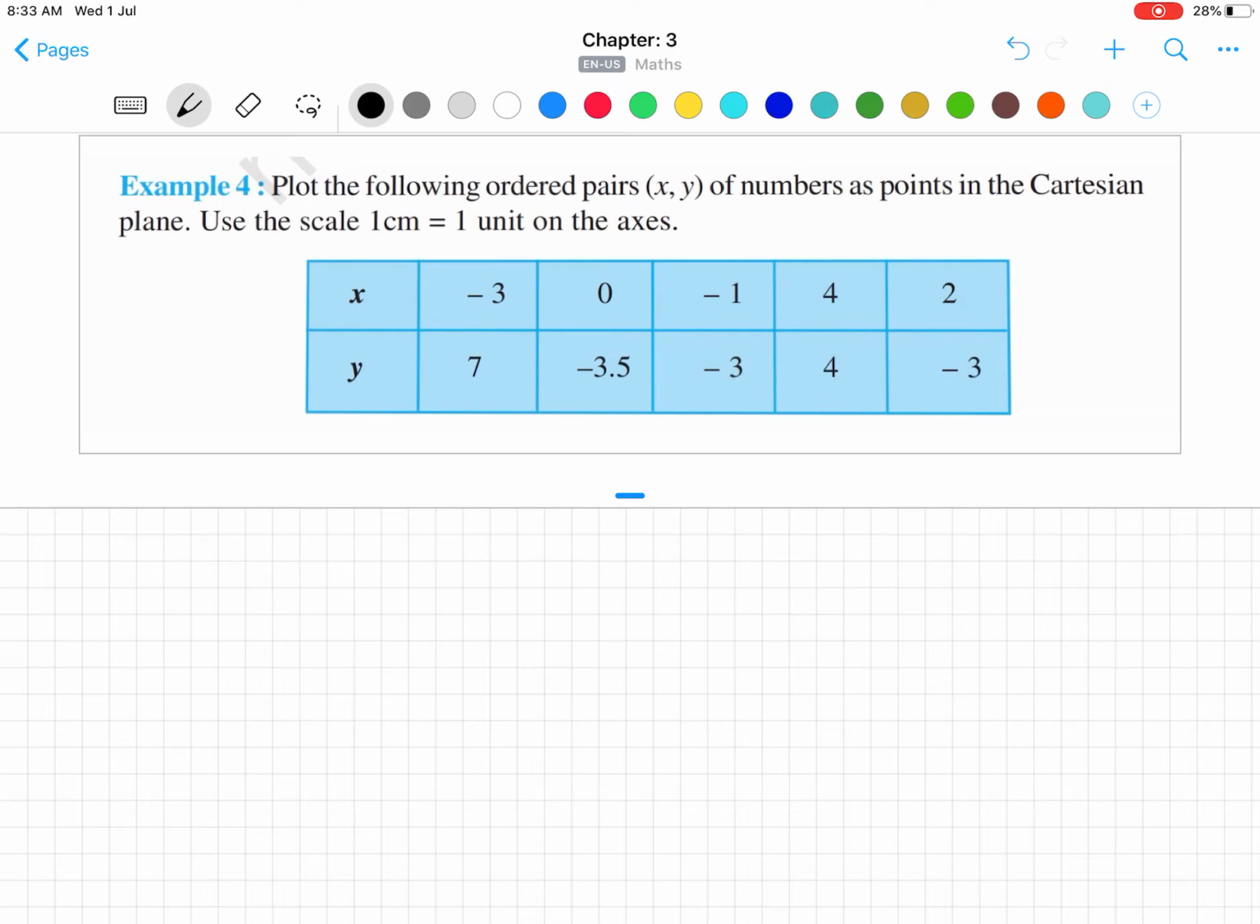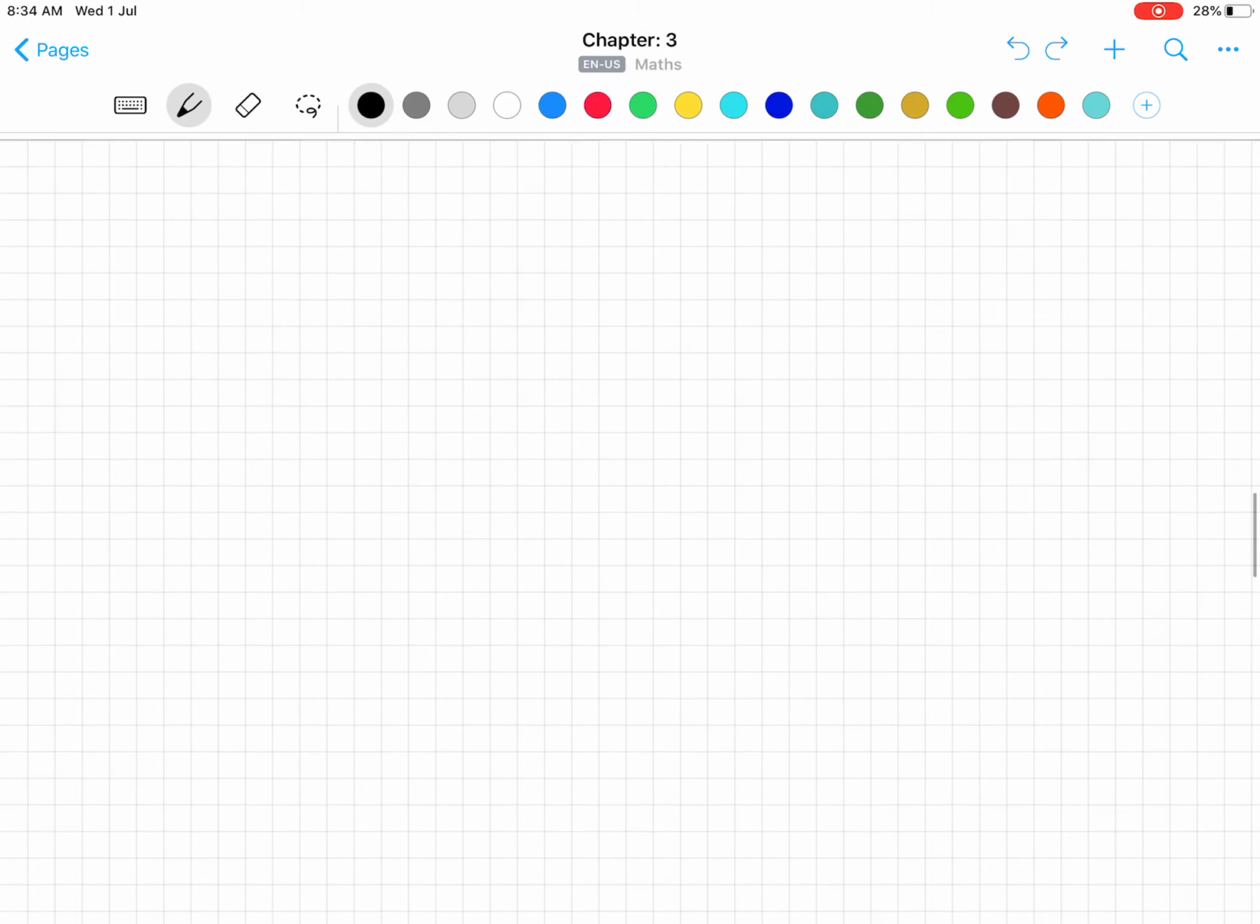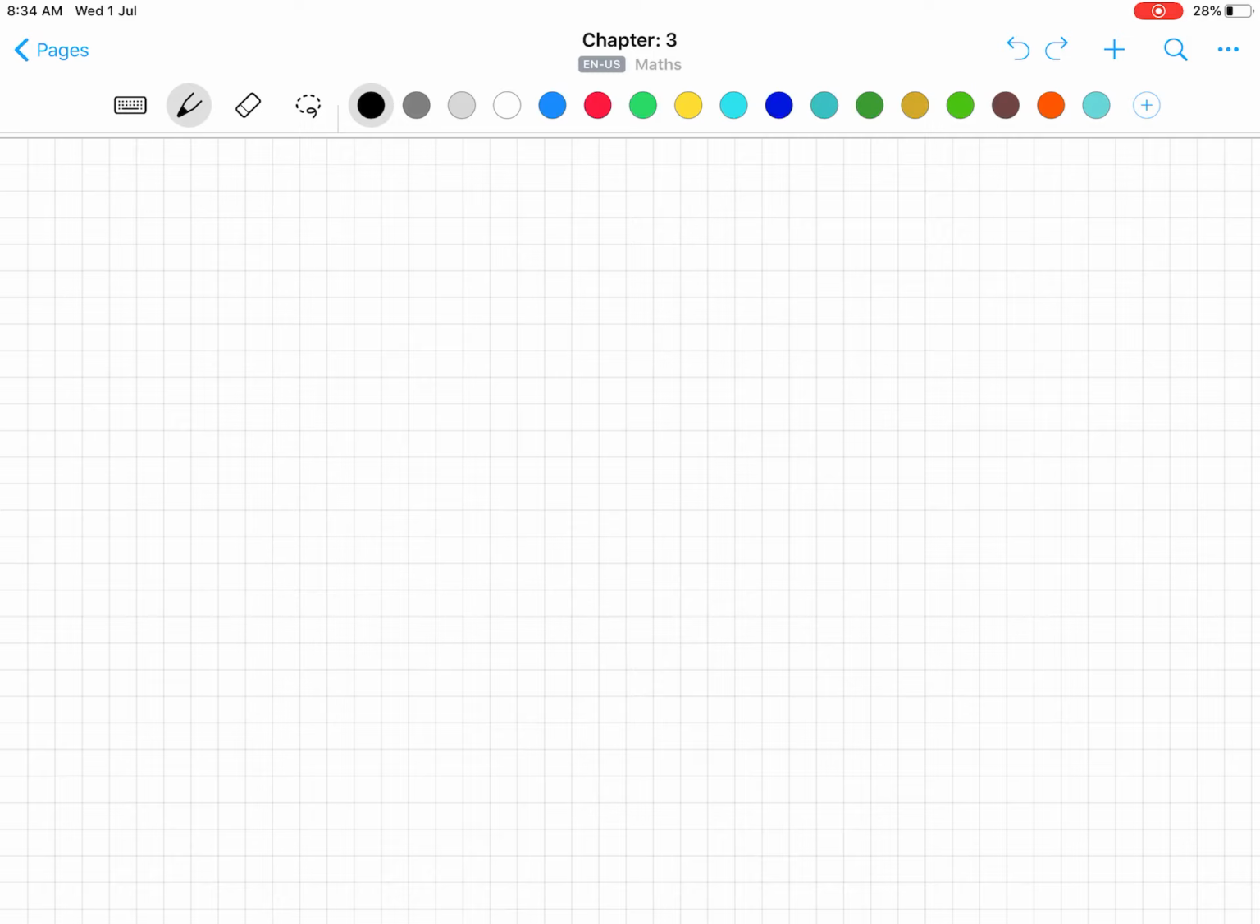That means first you will draw the Cartesian plane, and you will mark each unit at a distance of 1 centimeter. So you will consider 1 centimeter as 1 unit. That means this is 3 centimeters, 7 centimeters, 0 centimeters, 3.5 centimeters, and so on for all the points. So first and foremost is to draw the Cartesian plane or xy plane, again using the pencil and scale.